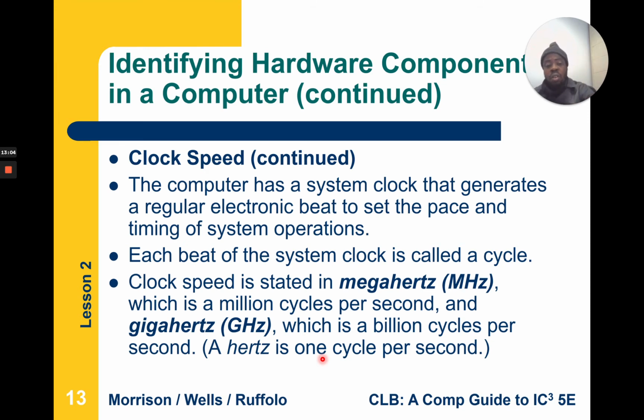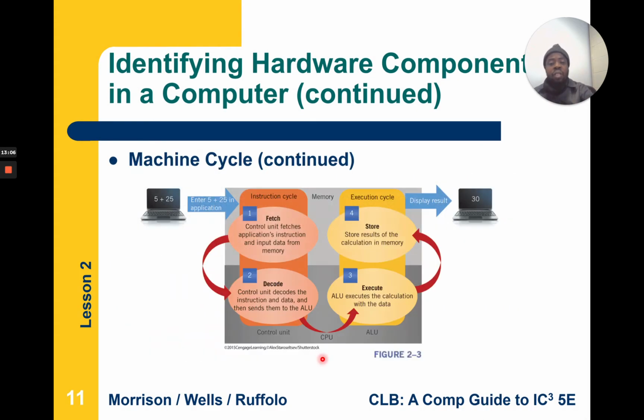Remember the instruction cycle: fetch, decode, execute, store. 5 plus 25, you fetch it. Then you decode what 5 and 25 mean. They are integers. And then you decode the meaning of addition. Inside the CPU, there's an instruction for addition, and your CPU understands that. So it's going to decode that, execute, and store the result, and what? Display the result.